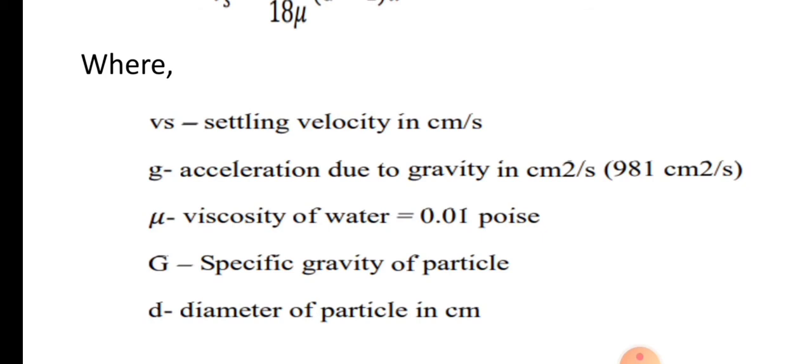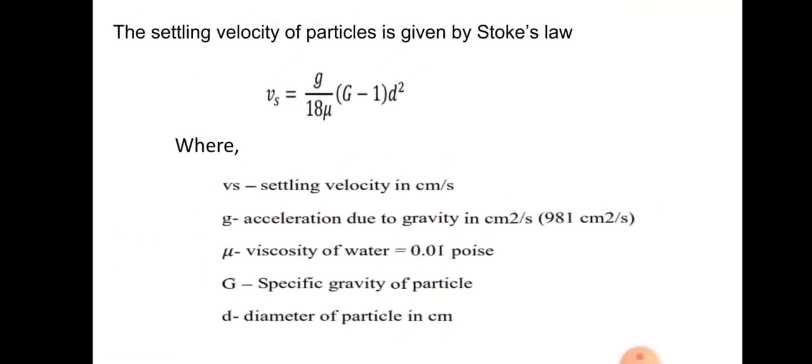And of course G, or capital G, is the specific gravity of the particle, and d is the diameter of the particle, which is again in centimeters. So this expression for Vs is what is used to calculate the settling velocity of the particles. So we'll be working out the problems later on. Once we finish the theory part, we'll move on to the problems.